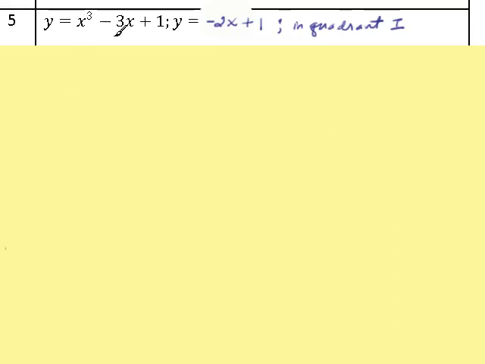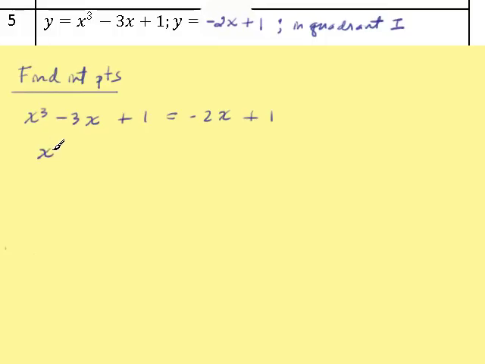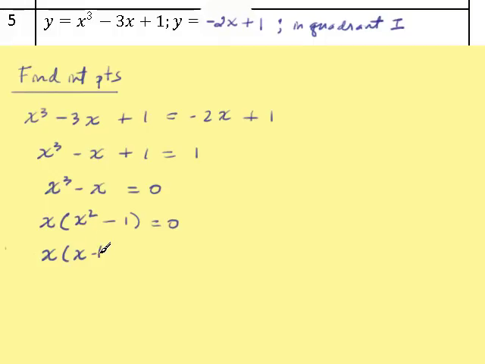All right, now we're finding the area between these two curves in quadrant 1. So we'll start by finding intersection points. Set the curves equal to one another. Let's add 2x to both sides, and we get x cubed minus x plus 1 equal 1. Subtract 1 from both sides. And now this we can factor. Okay, so this easily factors.